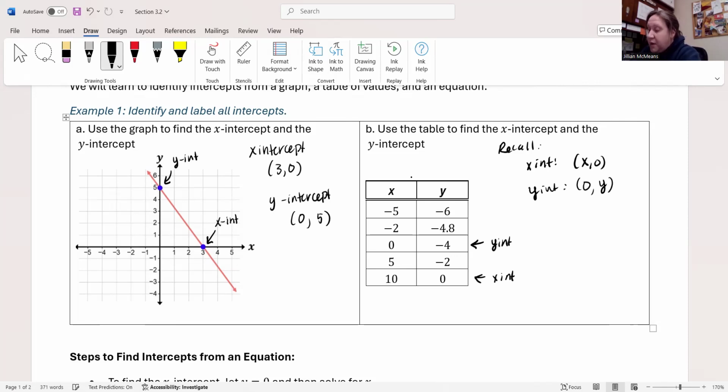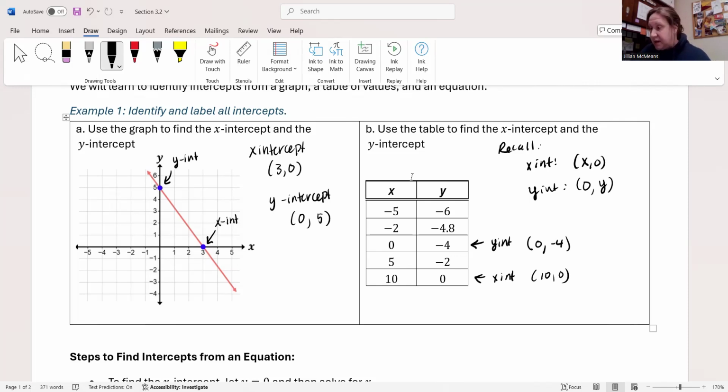So I know that my y-intercept is the ordered pair (0, -4), because to be a y-intercept, I have to have an x-coordinate of 0. And then my x-intercept is going to be the ordered pair (10, 0). In order to be an x-intercept, I have to have a y value of 0. So there you have it. From a table of values, we found our x- and y-intercepts.